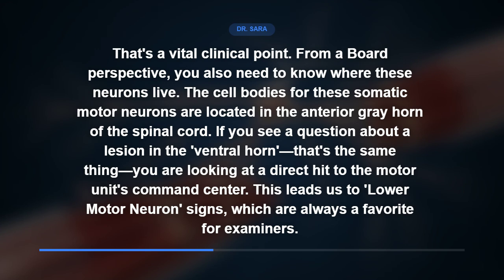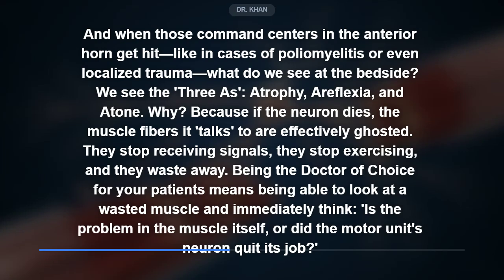That's a vital clinical point. From a board perspective, you also need to know where these neurons live. The cell bodies for these somatic motor neurons are located in the anterior gray horn of the spinal cord. If you see a question about a lesion in the ventral horn, that's the same thing. You are looking at a direct hit to the motor unit's command center. This leads us to lower motor neuron signs, which are always a favorite for examiners.